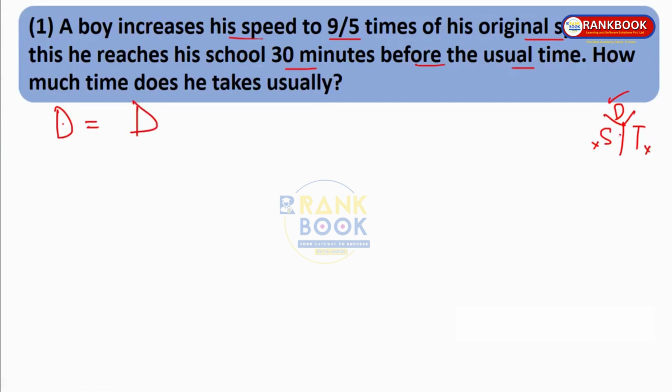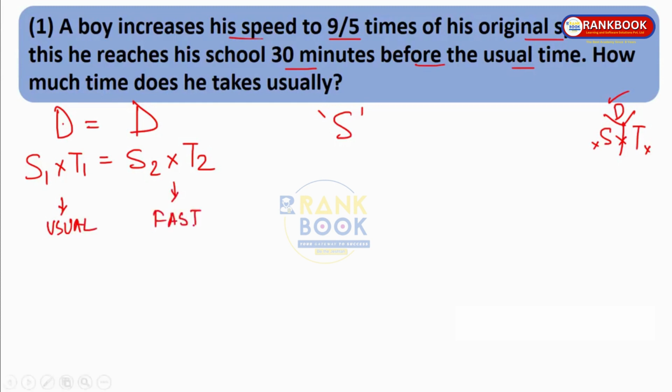What is the formula for distance? From our DST we know S into T, so we write speed in first case into time in first case equal to speed in second case into time in second case, because distance is same. Now let us assume that the usual speed of the boy is S. This is the usual condition, and this is the first condition when the boy is increasing his speed.